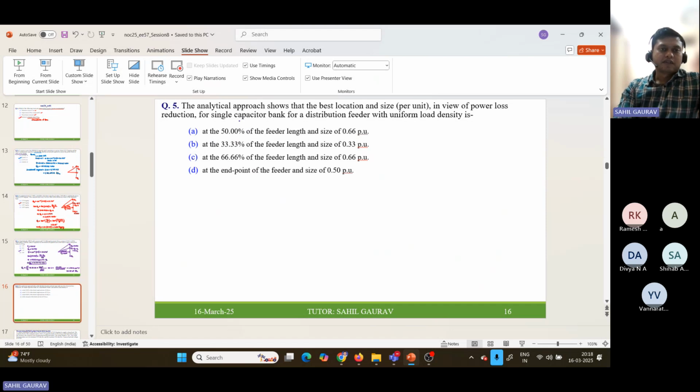The options are: at 50% of feeder length and size of 0.66 per unit; at 33.33% of feeder length and size of 0.33 per unit; at 66.66% of feeder length and size of 0.66 per unit; and at the end of the feeder and size of 0.50 per unit. So type your answer in the chat box.